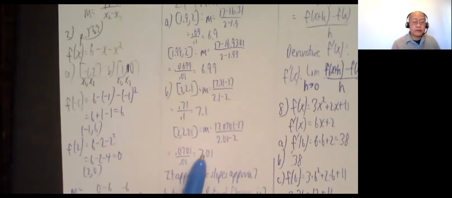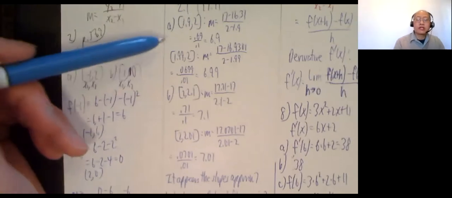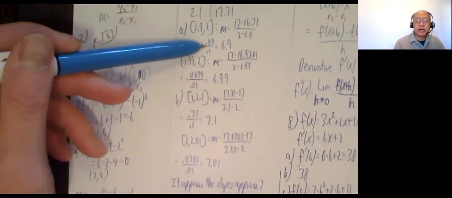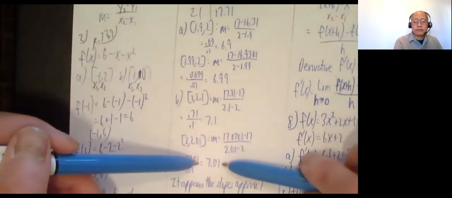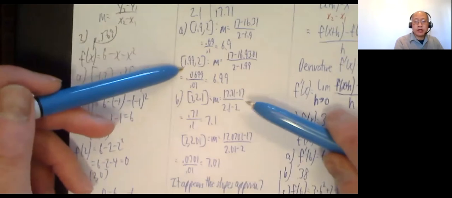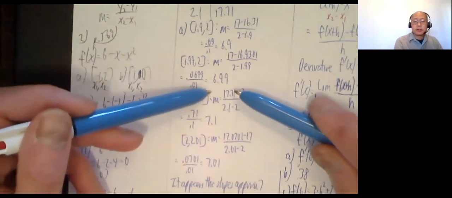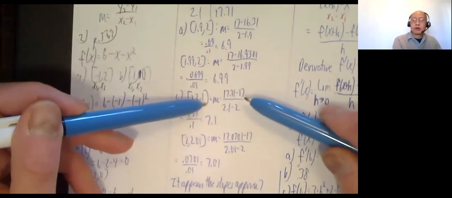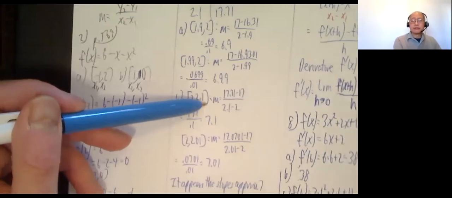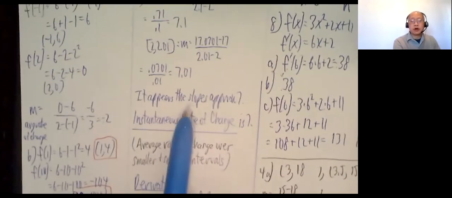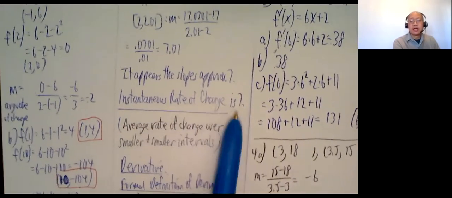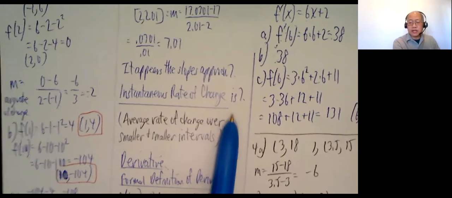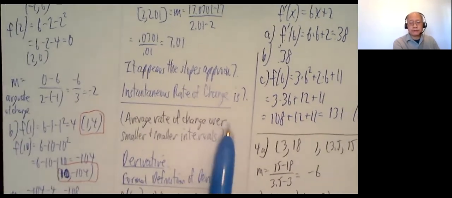Okay, that's average rate of change. So your quiz today will just be that. Now they want you to look at the progression: 6.9, 6.99, 7.1, 7.01. It looks like as we move in closer toward 2, the slopes approach 7, or we get close to 7 as a limit. So it appears that the slopes approach 7, or we would say the instantaneous rate of change is 7, or the language we would say now is derivative is 7.